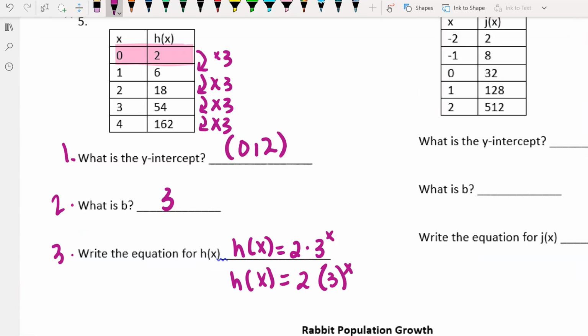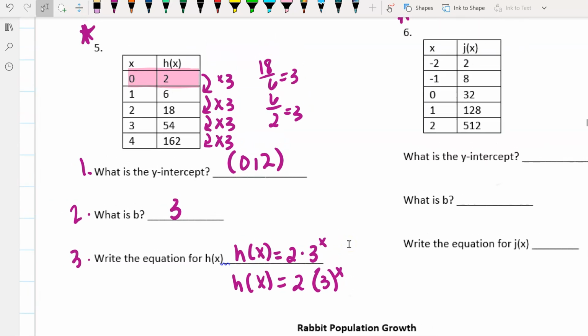All right, so for 5, your y-intercept from your table is 0. Your base is 3, so to get from 2 to 6, 6 to 18, 18 to 54, again, you can do the division thing like we have talked about and just confirm, because that's exactly the process. And then to write your equation, you have your initial value of 2 and then 3 to the x. I wrote it 2 different ways, with and without parentheses.